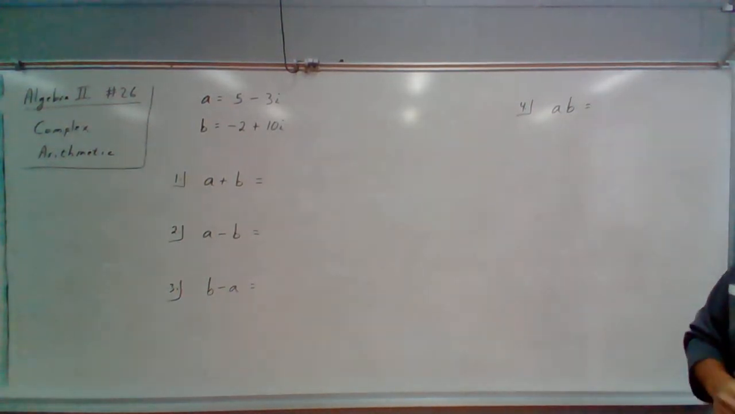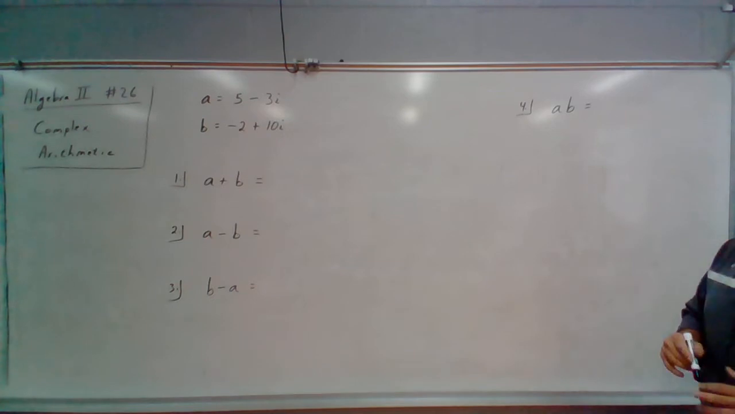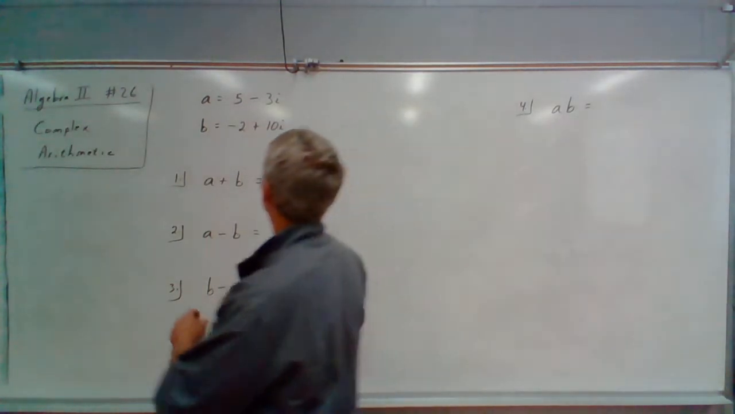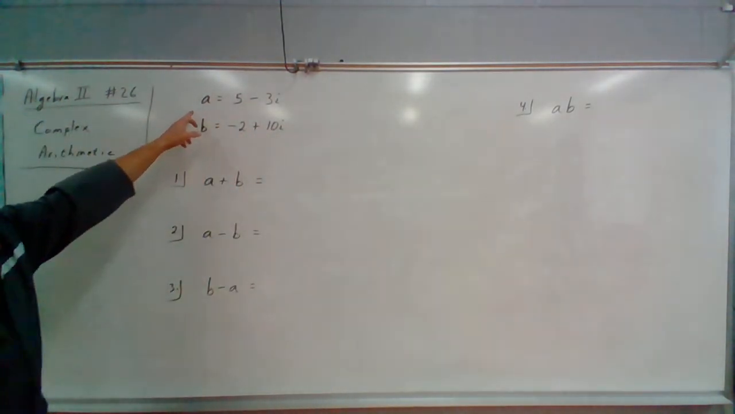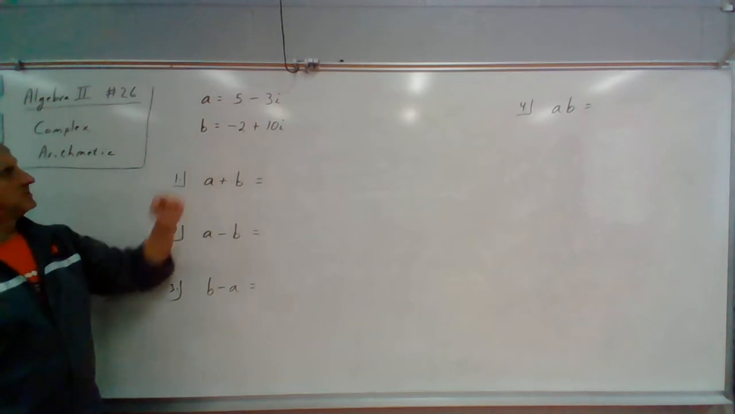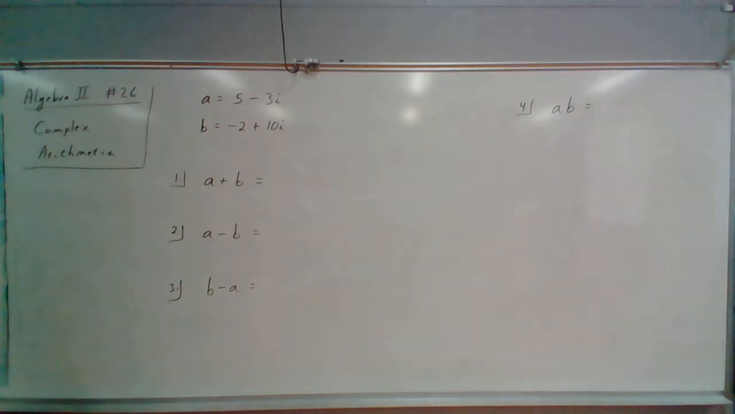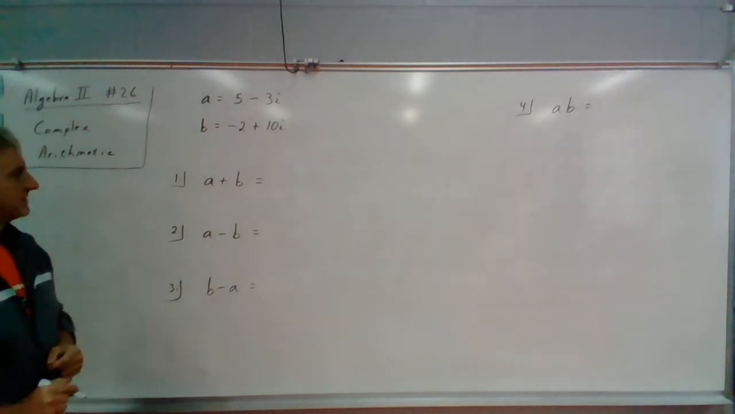All right, let's do some arithmetic with complex numbers. Here I have two complex numbers. A is going to be 5 minus 3i. B is going to be negative 2 plus 10i. All right, let's add these complex numbers.